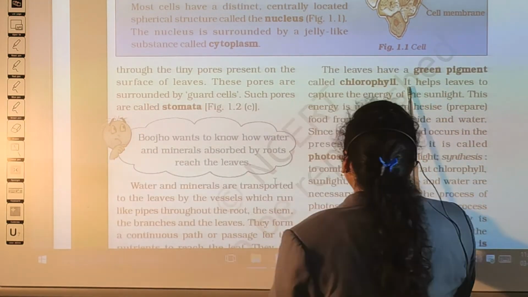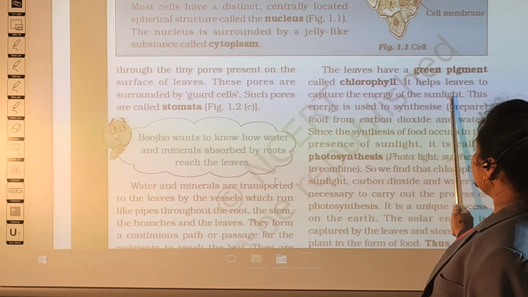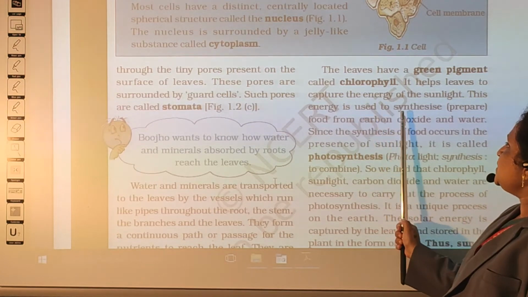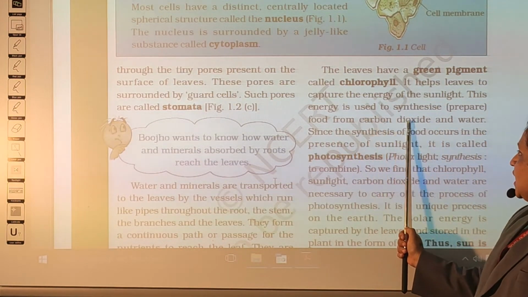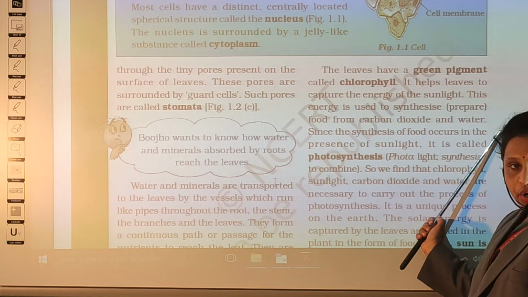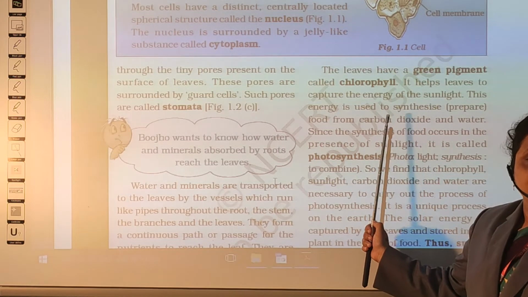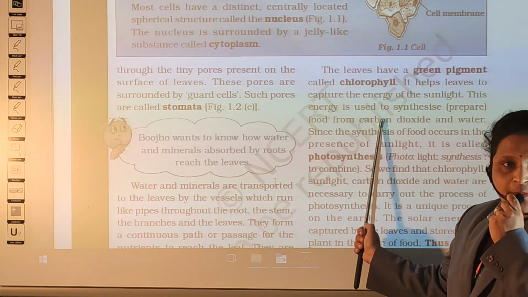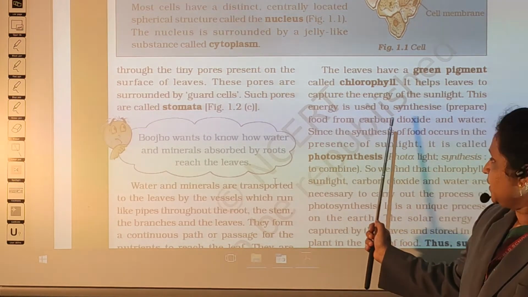So it helps the leaves to capture the energy from the sunlight. The energy is used to synthesize, which means to prepare food from carbon dioxide and water. So chlorophyll also helps the plants prepare food by using carbon dioxide and water.